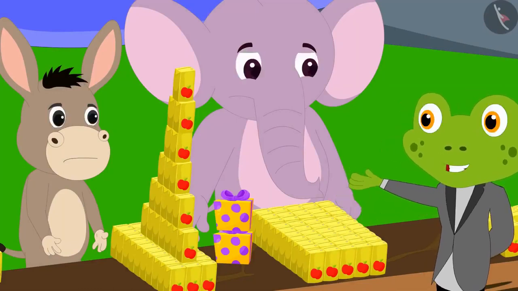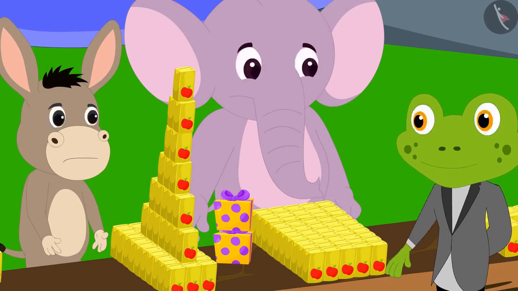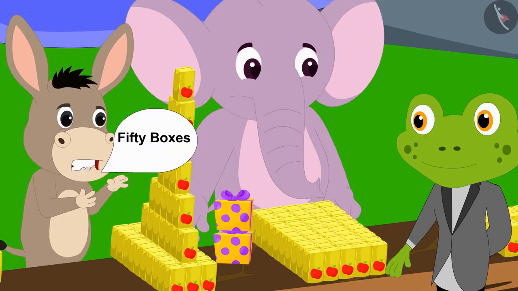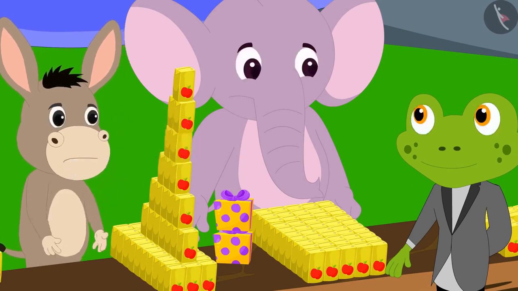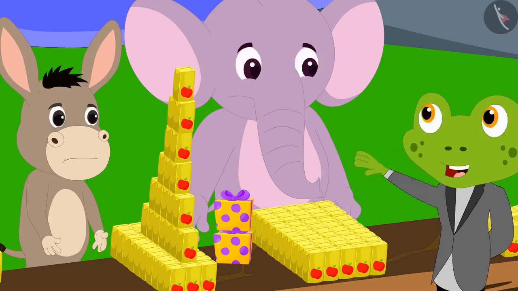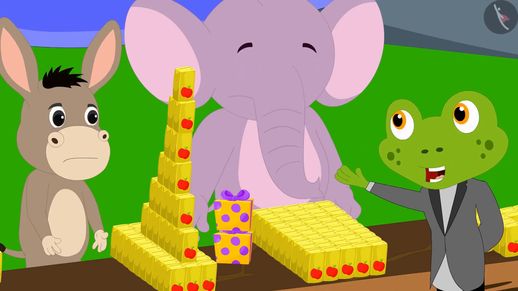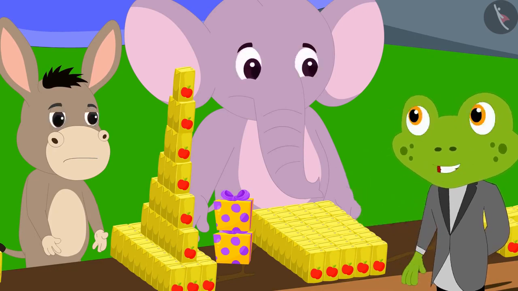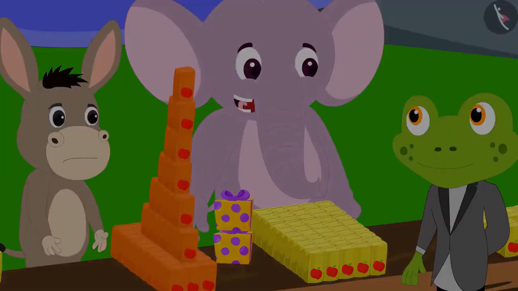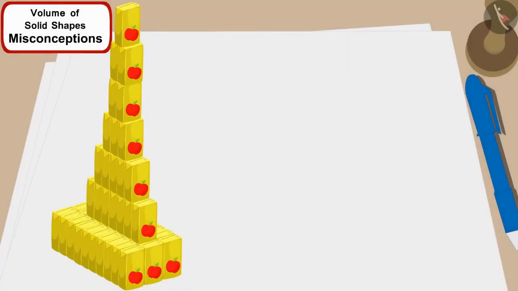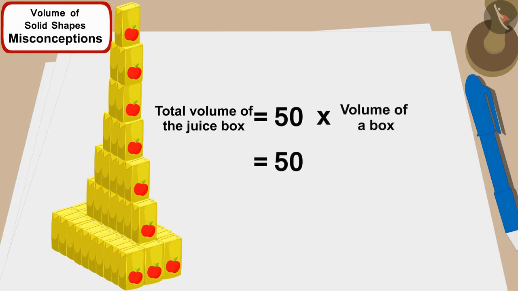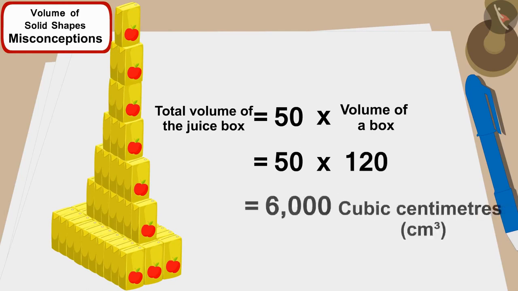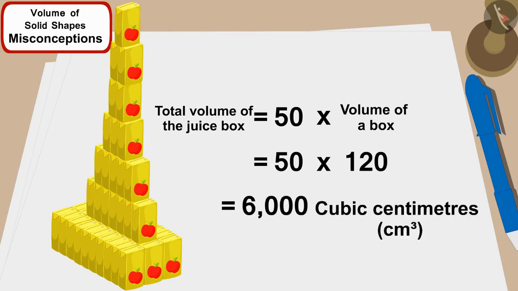Bhola! How many boxes have you used in your shape? Tarru asked Bhola. I have used 50 boxes too, Bhola told Tarru. Appu, can you now tell us how many centimeters cubed of total volume of juice is being used in the shape made by Bhola? Tarru asked Appu. 50 cartons have also been used in Bhola's shape. So the total volume of juice used in his shape will also be equal to 120 multiplied by 50. That is 6000 centimeters cubed.